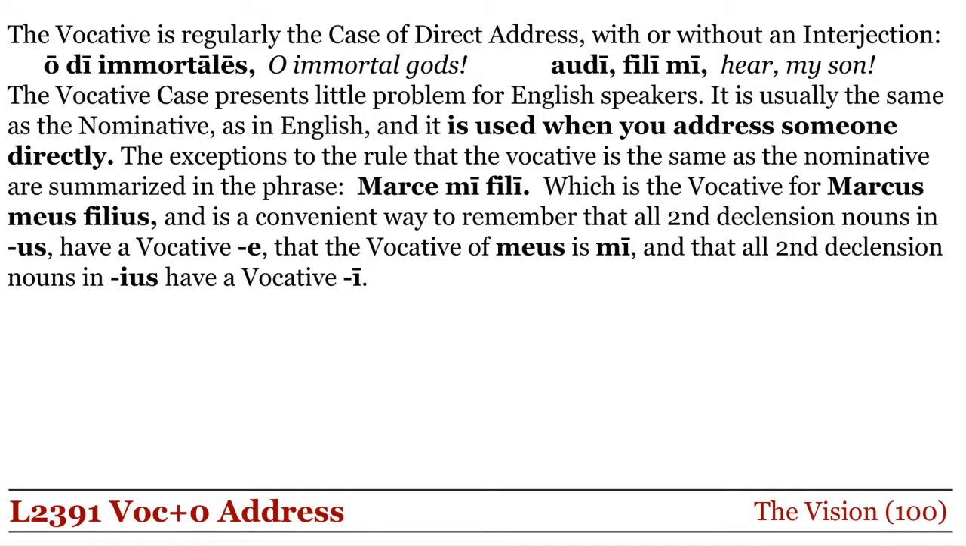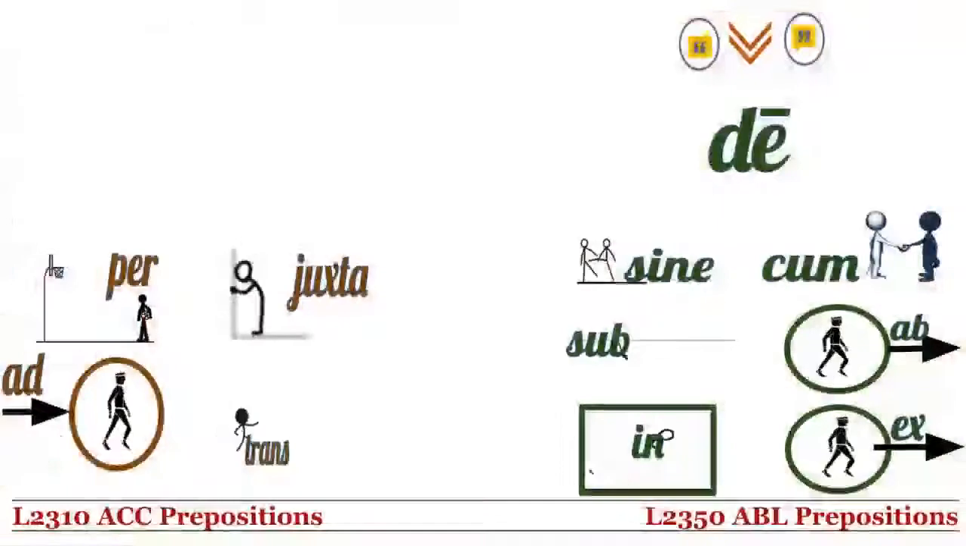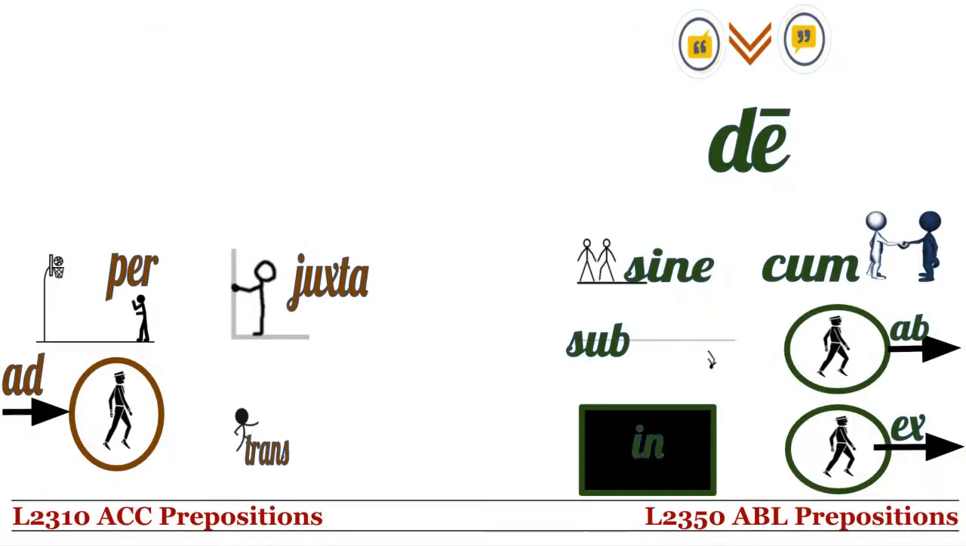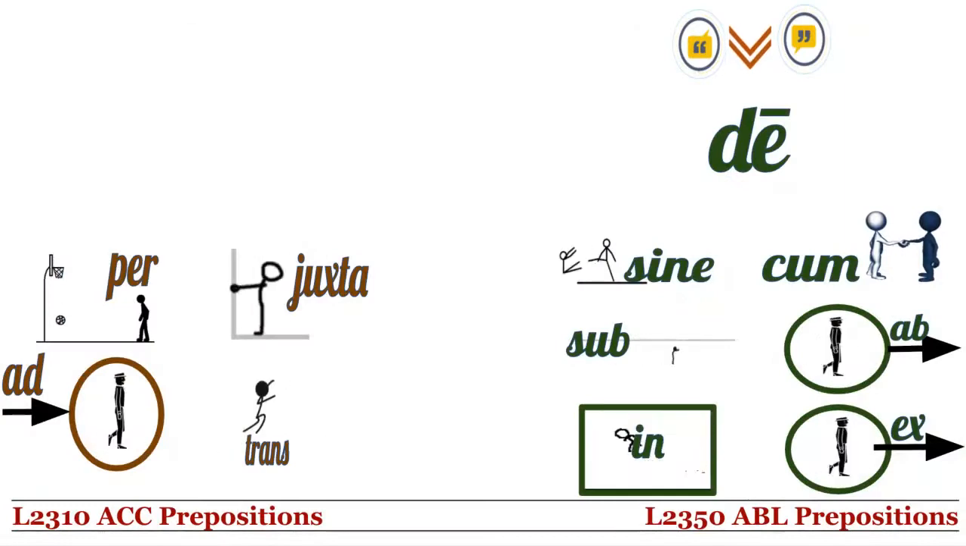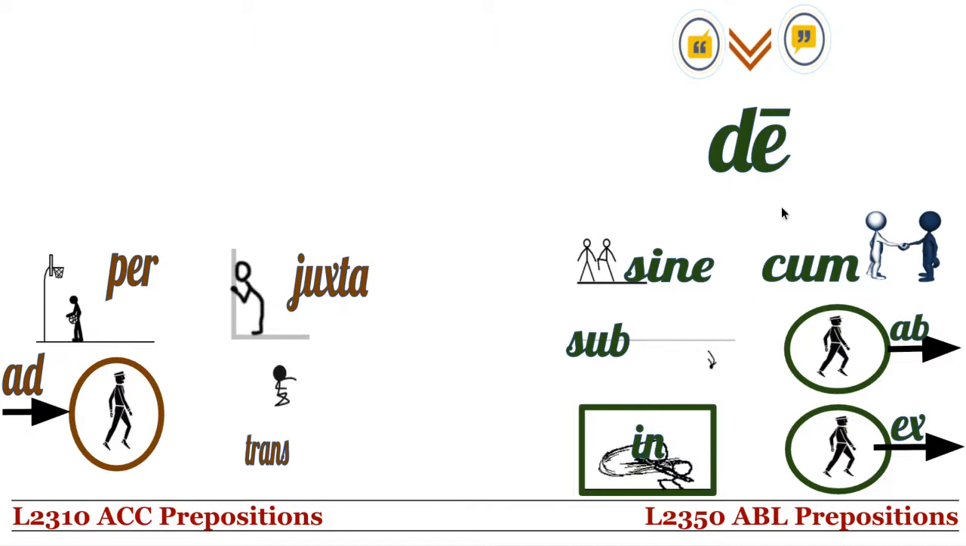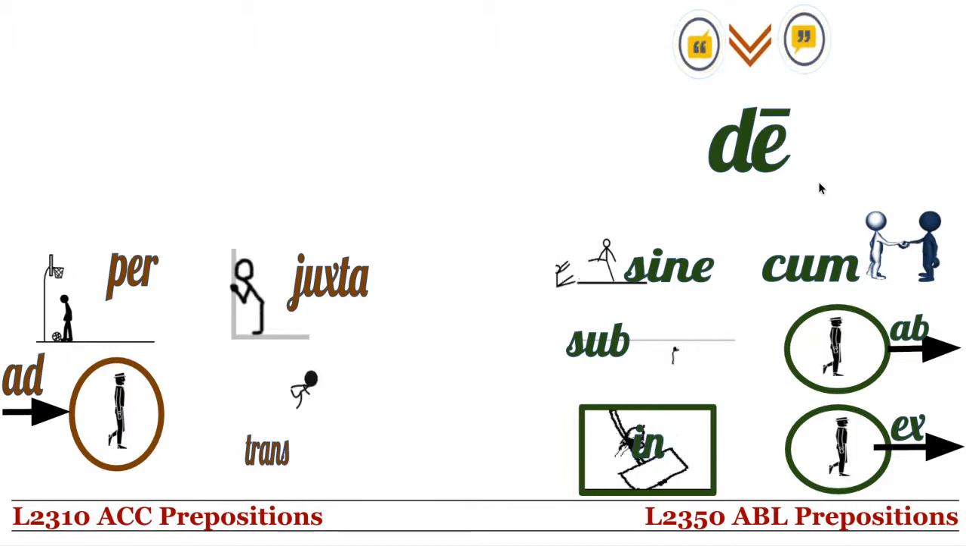So let's play with it. Let's play with the new phrase, because now we've got that. We've got imperatives, we've got infinitives, we've got vocatives. We're going to put them together in just a second. New phrase, we're learning de plus the ablative.